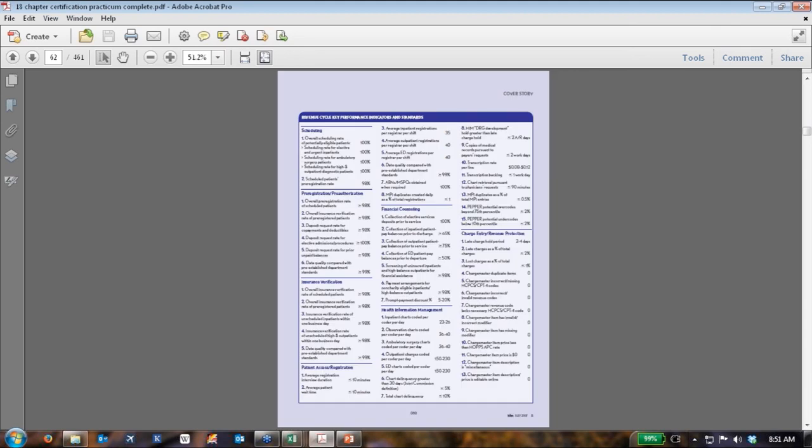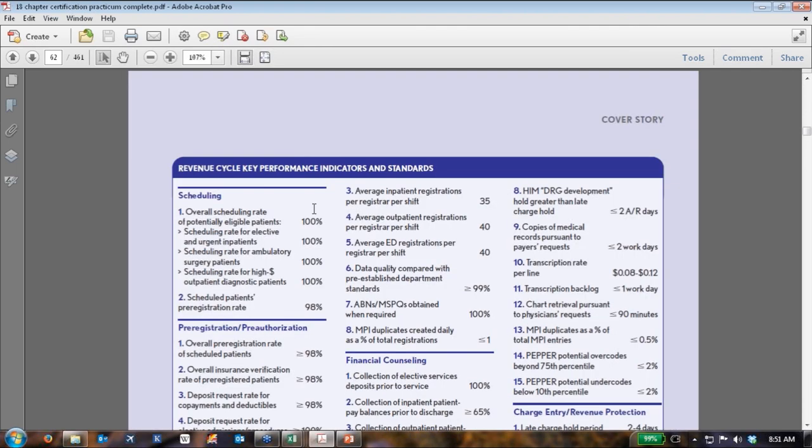Okay, here's that diagram again, and I want to ask you to turn to page 60. Okay, that's where I am right now. I'm showing you page 60. So what are we looking at here?